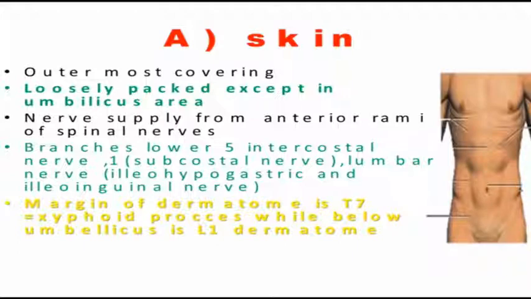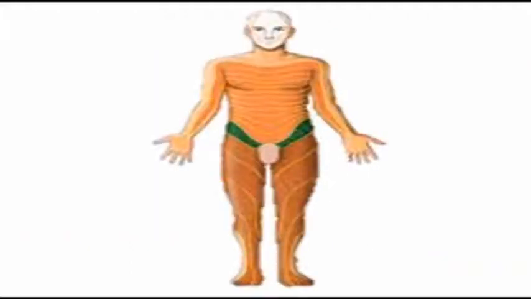So for the dermatomes, the xiphoid process is the area supplied by the T7 thoracic vertebra level, while the umbilicus, or below the umbilicus, is the region supplied by the first lumbar dermatome. So these are the dermatomes, the lines. These are all the innervation of the skin.